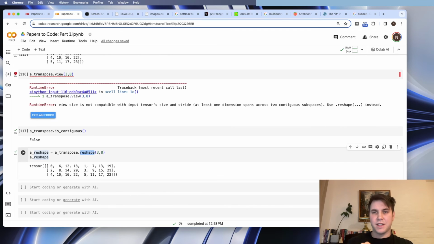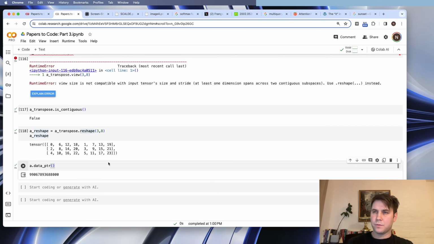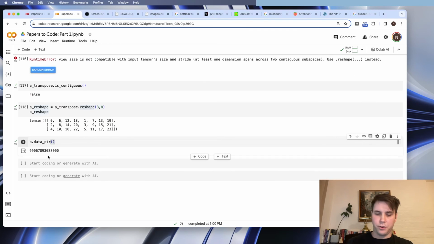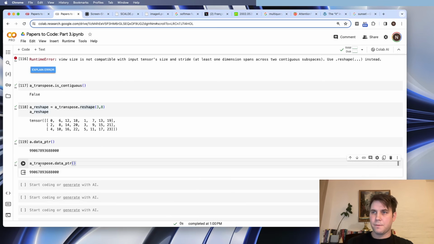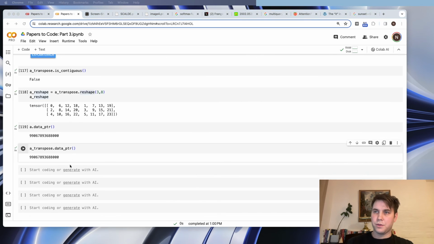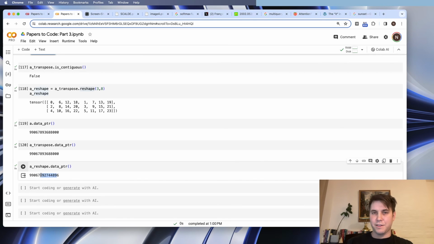And we can actually see in memory the location of these different tensors. So our original A is located here, and our transpose version is even in the same location. But this reshape was actually a copy. It didn't operate on the same data. It made a copy because it couldn't operate on this data as a view. So it made a copy and then reshaped it. And so it's at a different address.